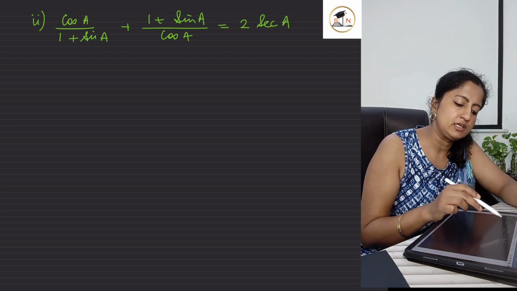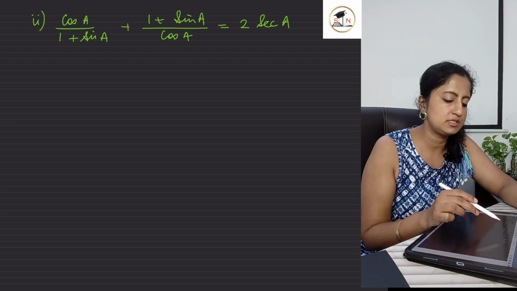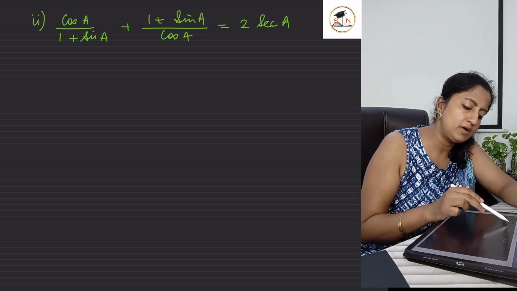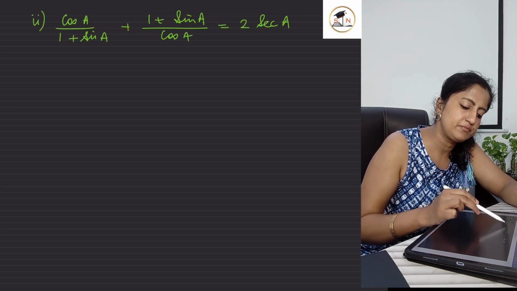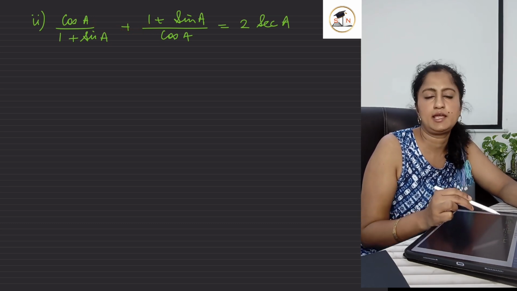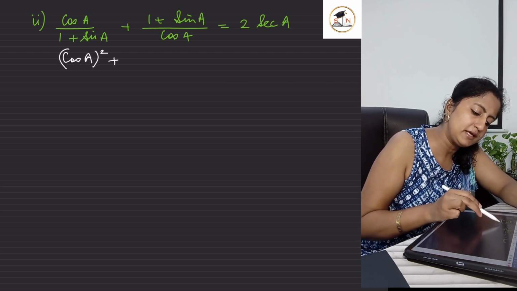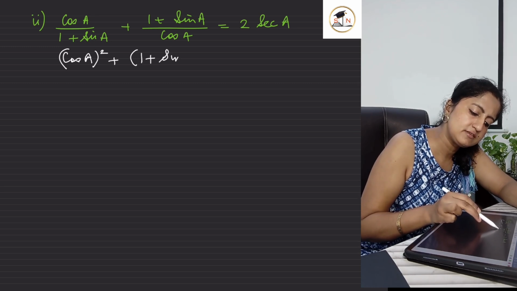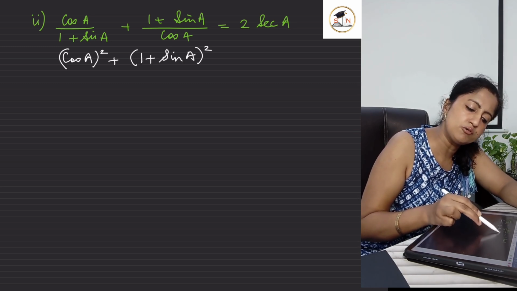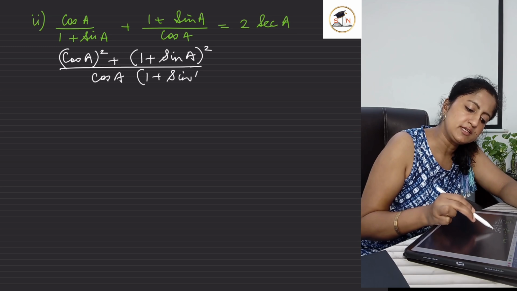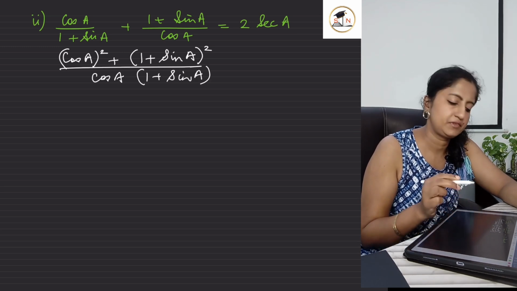And that is telling us to take LCM because there is no conversion possible as of now. So LCM means I'm going to multiply these two, cos squared and 1 plus sin A. So that gives me cos A whole square plus 1 plus sin A whole square over cos A into 1 plus sin A. This is how the LCM will take place, right?